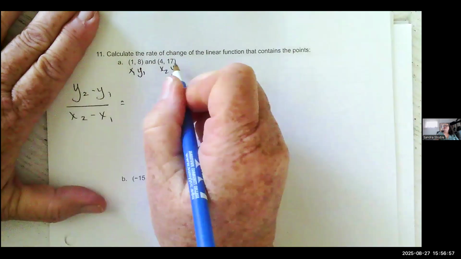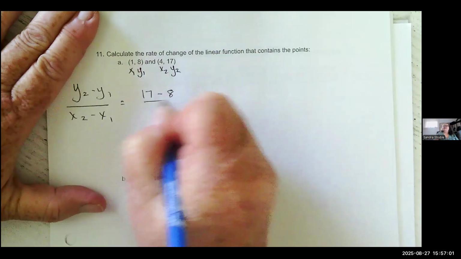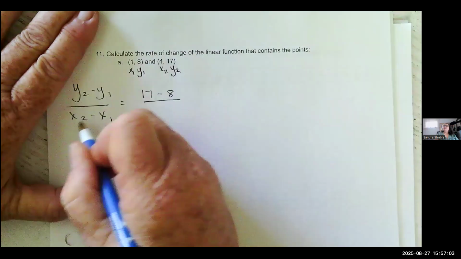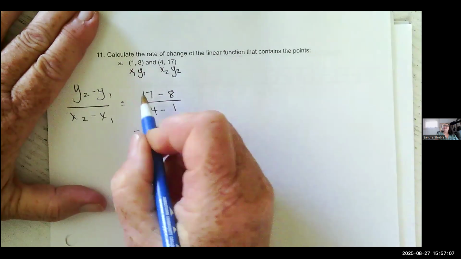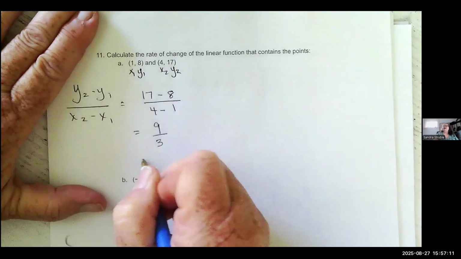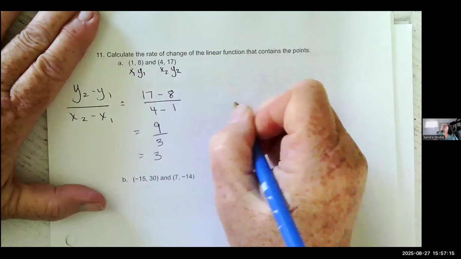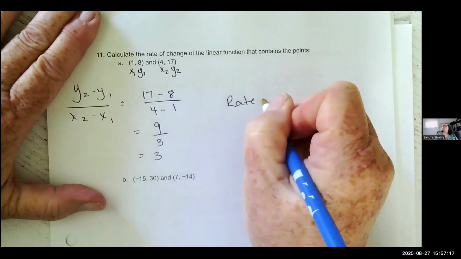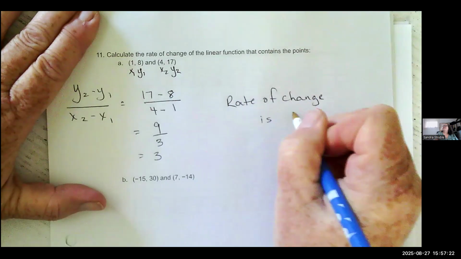So y sub 2 is 17 minus y sub 1 is 8, over x sub 2 is 4 minus x sub 1 is 1. 17 minus 8 is 9. 4 minus 1 is 3. And this reduces to 3. So the rate of change is 3.